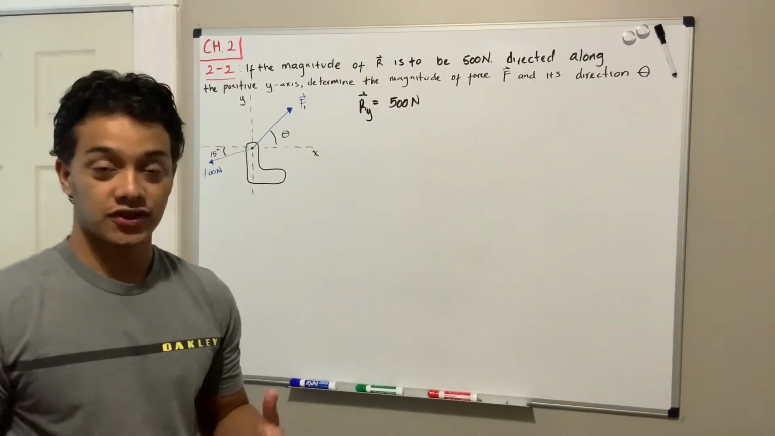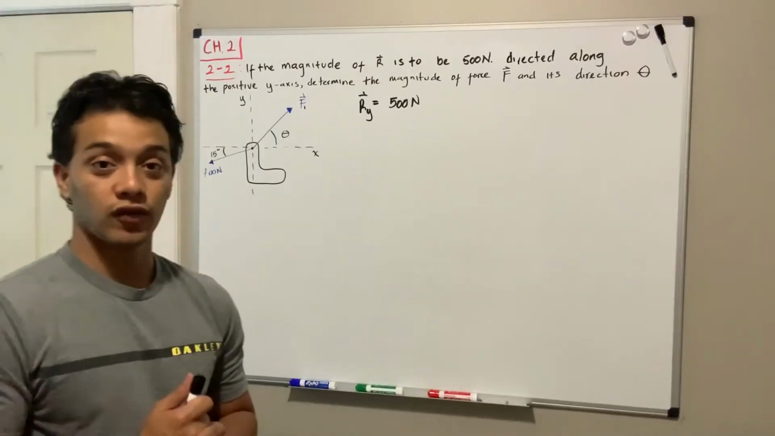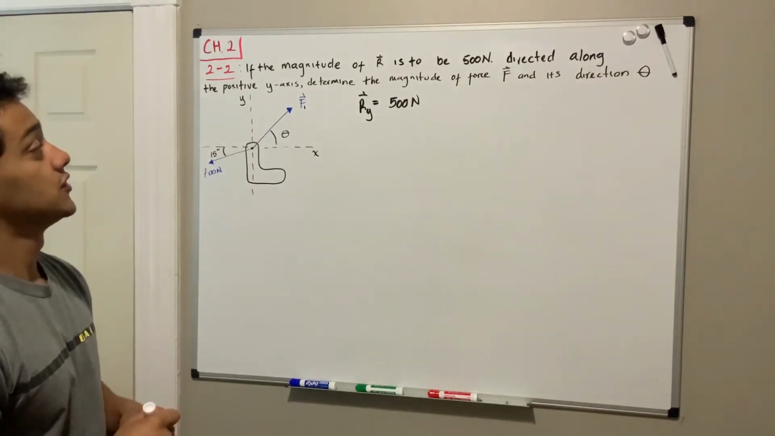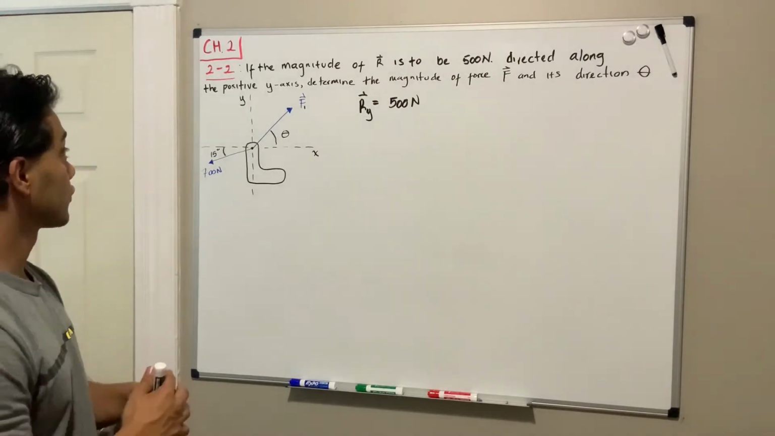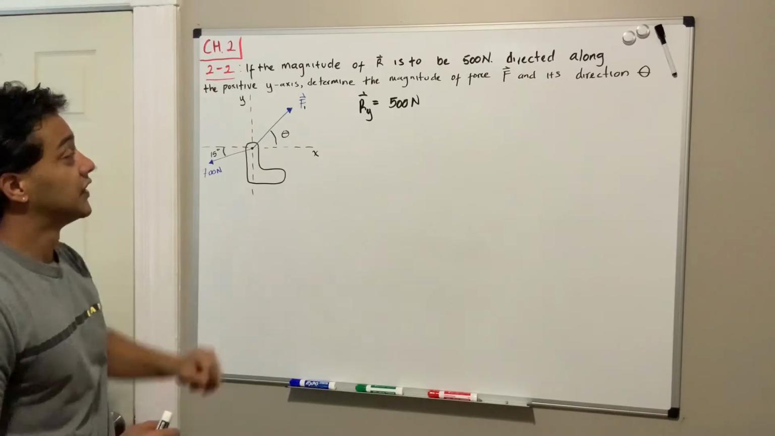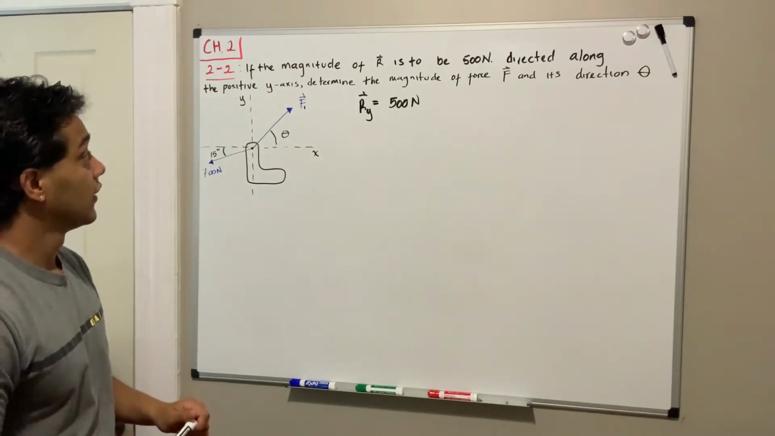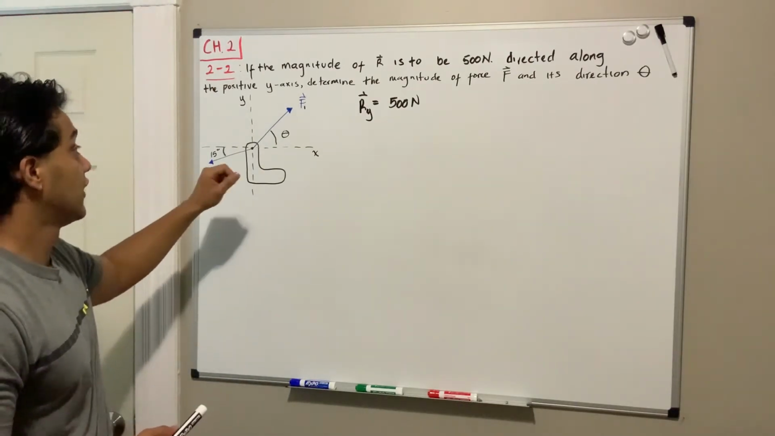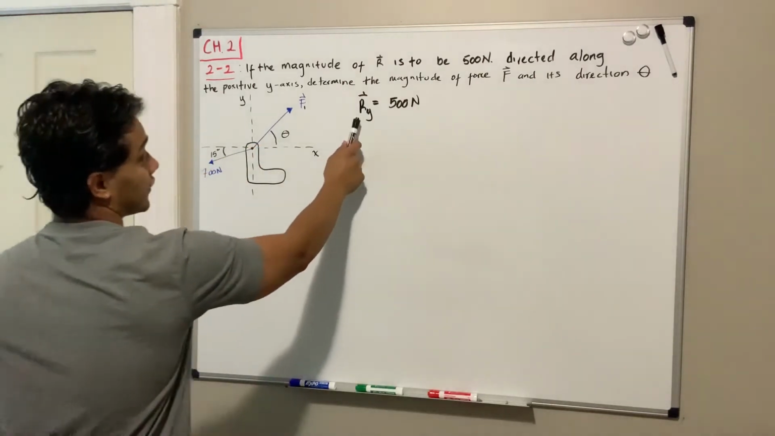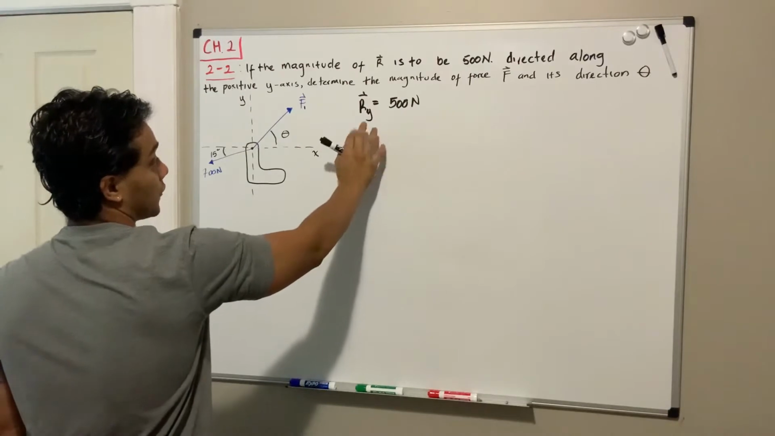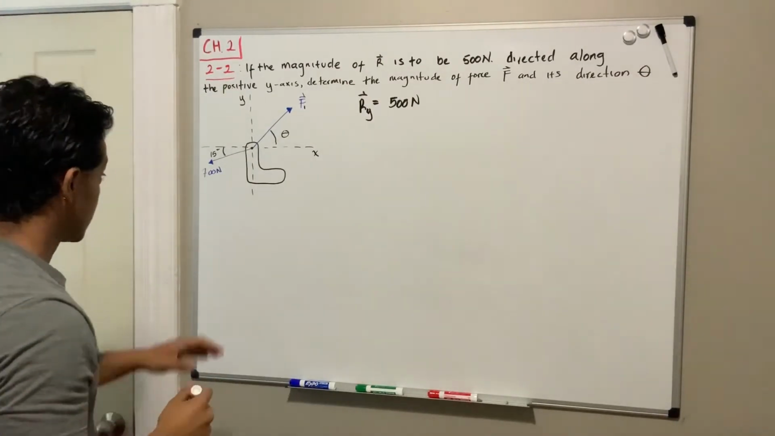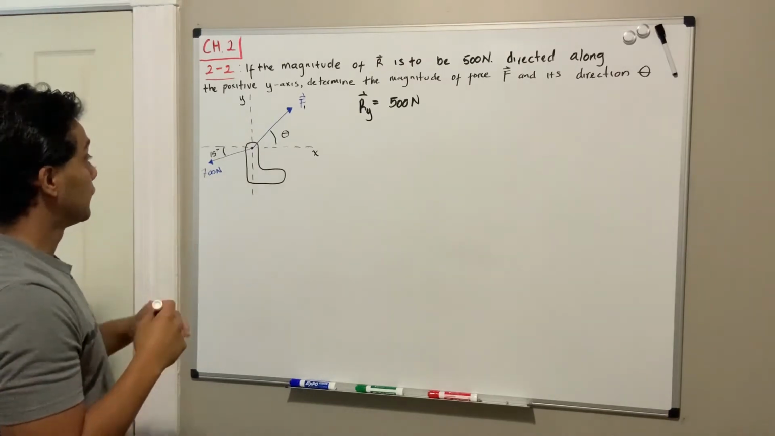We're gonna do chapter 2 now, and it's gonna be problem 2.2. It says if the magnitude of R is to be 500 newtons directed along the y-axis, so positive y-axis is gonna go up, determine the magnitude of force F and its direction theta. First of all, they're giving us that R in the y direction is equal to 500 newtons. That's something really important we need to know.